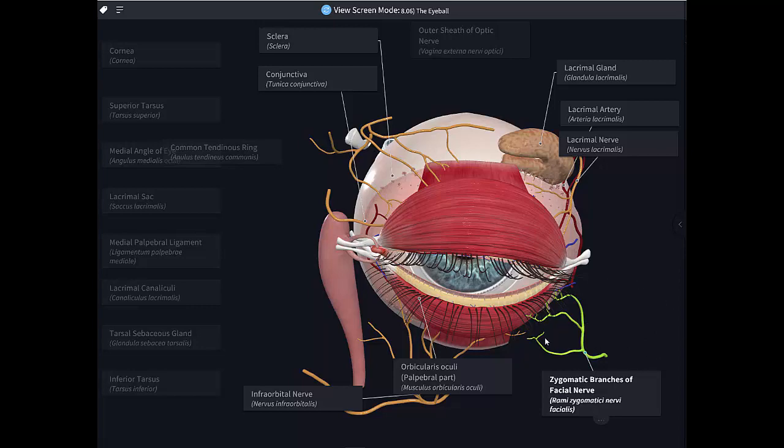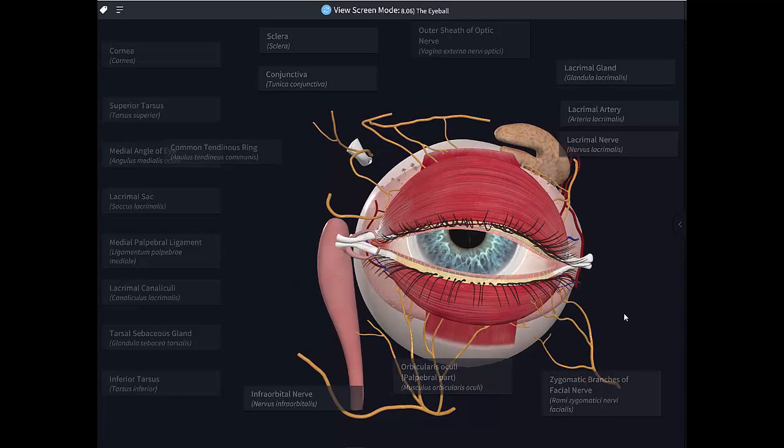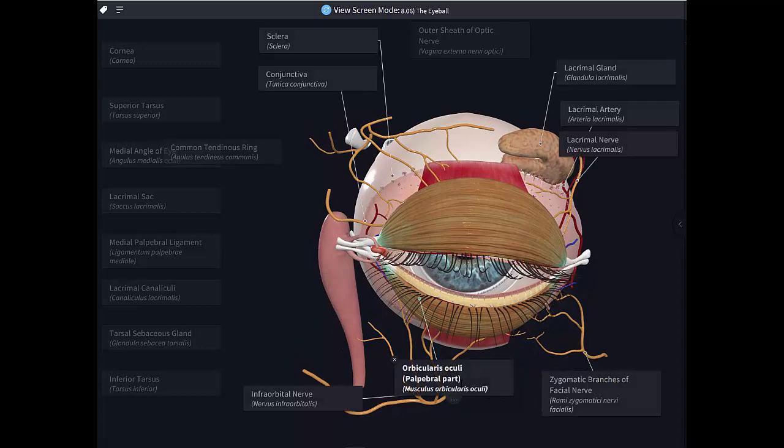Some of these will be responsible for mediating the blink reflex, so the efferent limb of the blink reflex, because these fibers will go and innervate the orbicularis oculi muscle, and the parts that are still left over here are called the palpebral parts. You have an orbital part which goes all the way around the outside of the eyeball, and you have a palpebral part which is directly on the eyelids themselves. So this is the palpebral part of the orbicularis oculi.